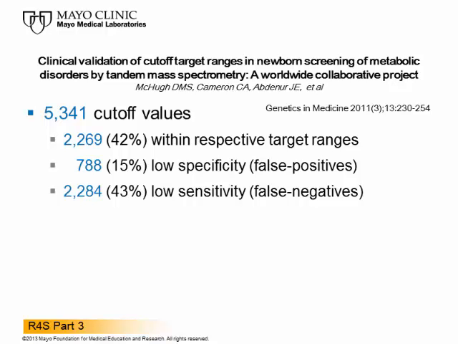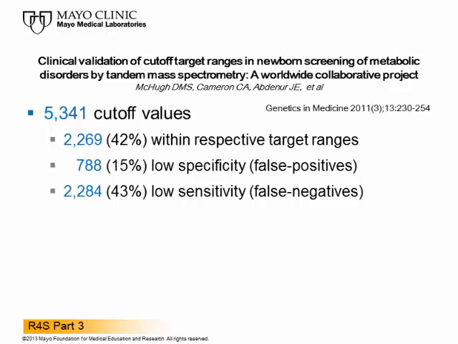2,269, or 42%, were set properly within the limits of a respective target range. 788, or 15%, were actually positioned unnecessarily too close to the reference range and were likely to cause recurrent false positive outcome. The remaining 2,284, or 43%, had the opposite and more concerning problem. These cutoff values were overlapping with the disease range of one or more conditions, and therefore were intrinsically at risk of missing affected cases, resulting in false negative events.